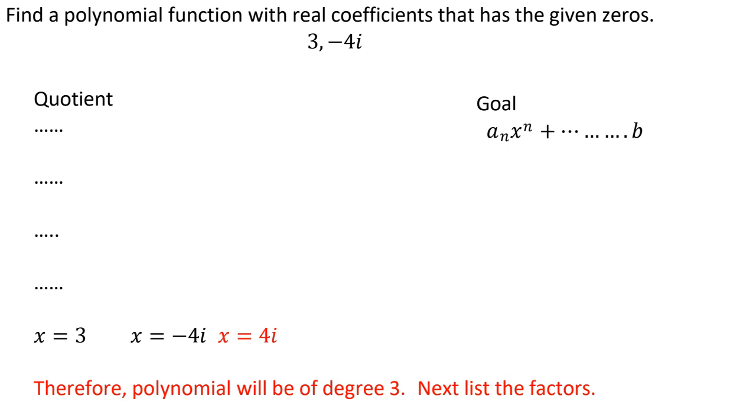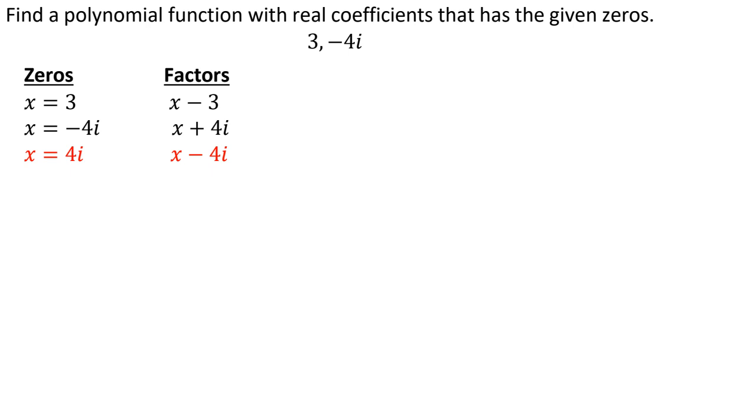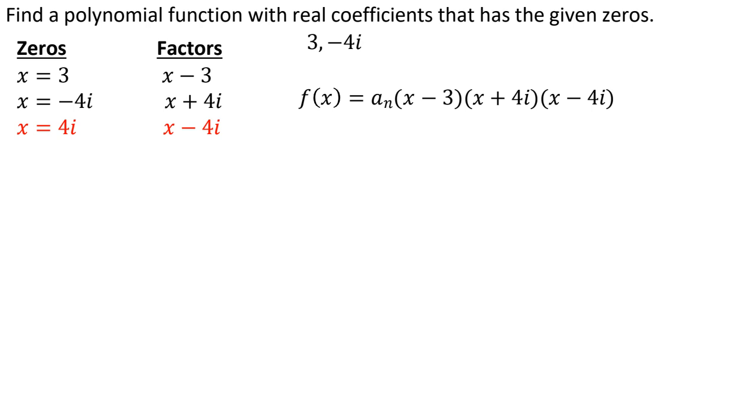So let's go ahead and solve this problem. These are my zeros. I'm going to get the factors of these zeros, which are x minus 3, x plus 4i, and x minus 4i. I'm using my linear factorization theorem, which says that if I multiply all the factors, I will get my polynomial. But the linear factorization theorem has my leading coefficient, a sub n. Right now I don't know it, but I will figure that out in a second. So let's do the multiplication.